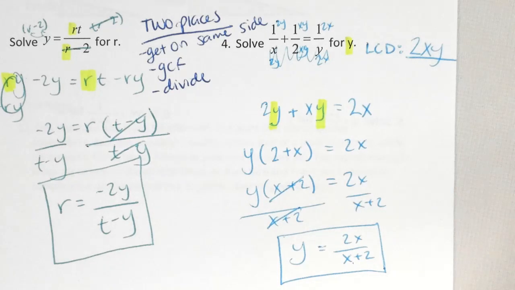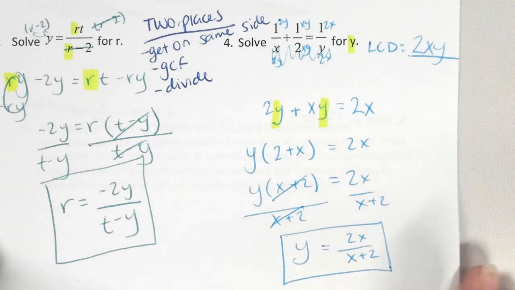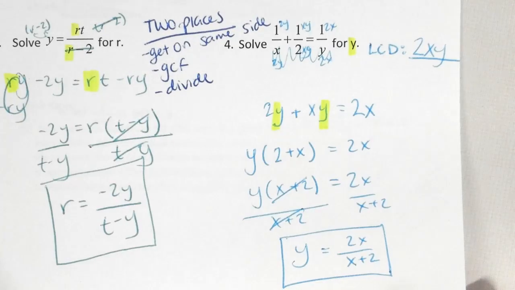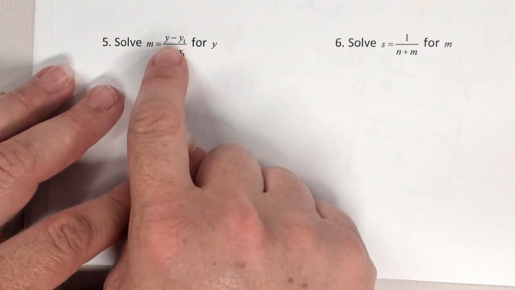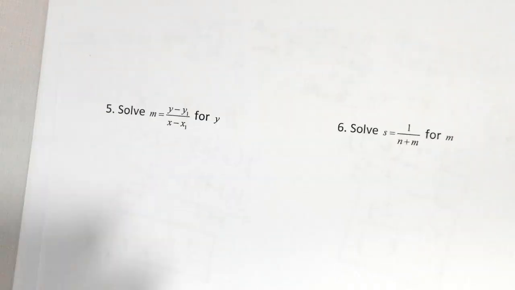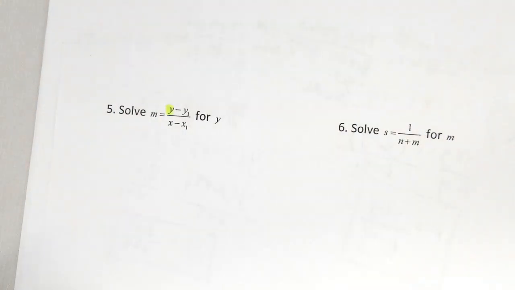Okay, you have a whole 6 problems. I know, it's a lot. I want you to look at number 5 really fast. X1 and x are different. Y and y1 are different. So you're just solving for this y. Does that make sense? So remember, you'll get rid of the fraction and then you'll just add.